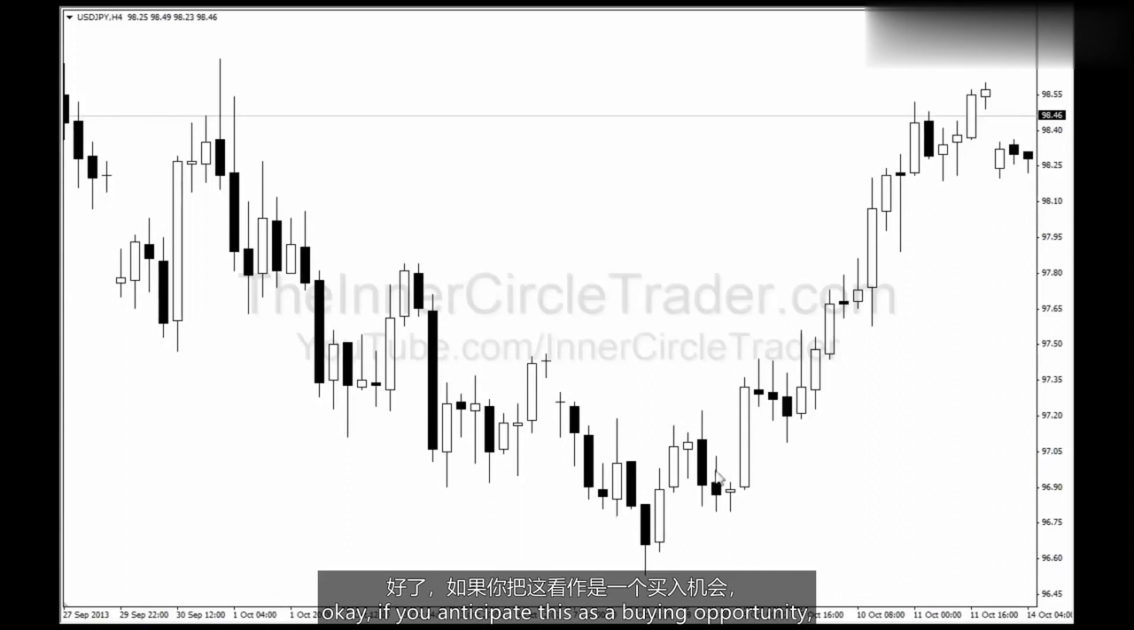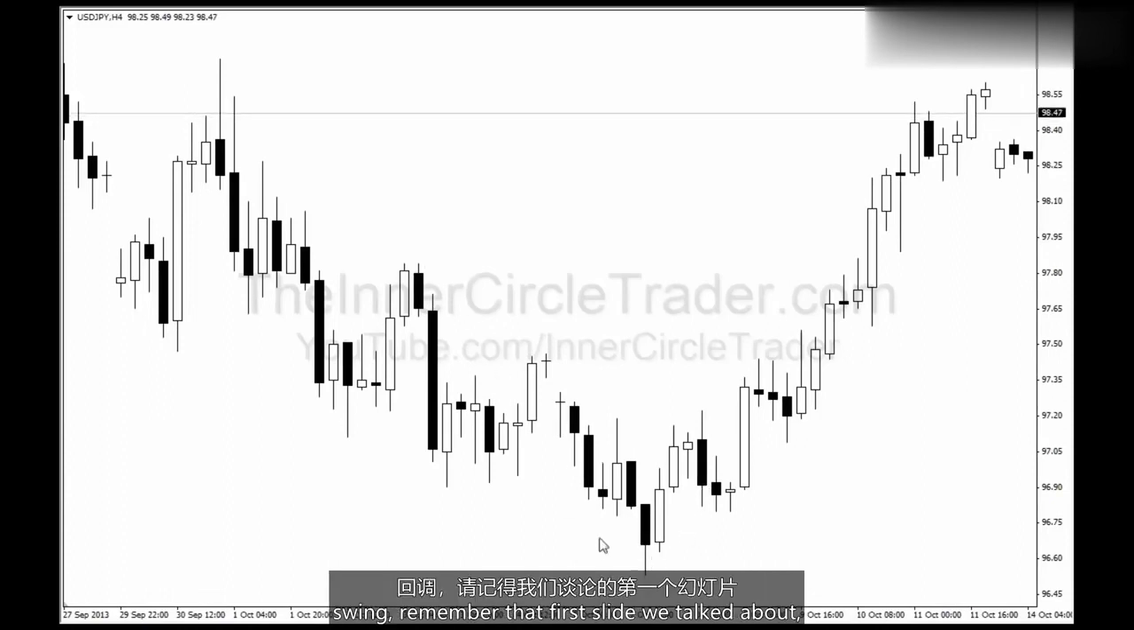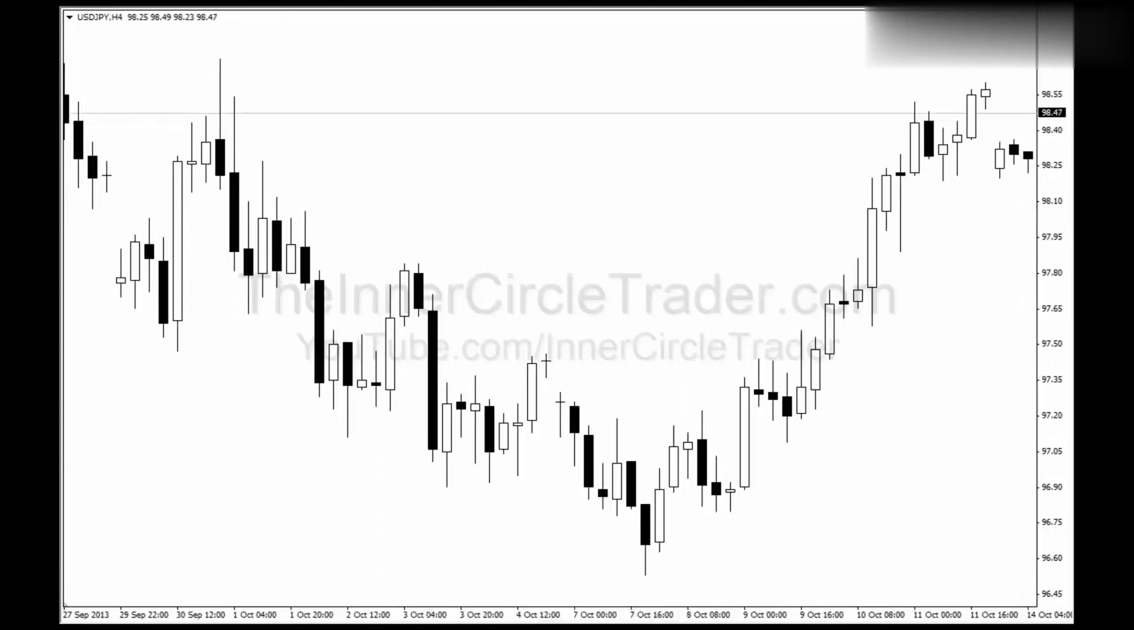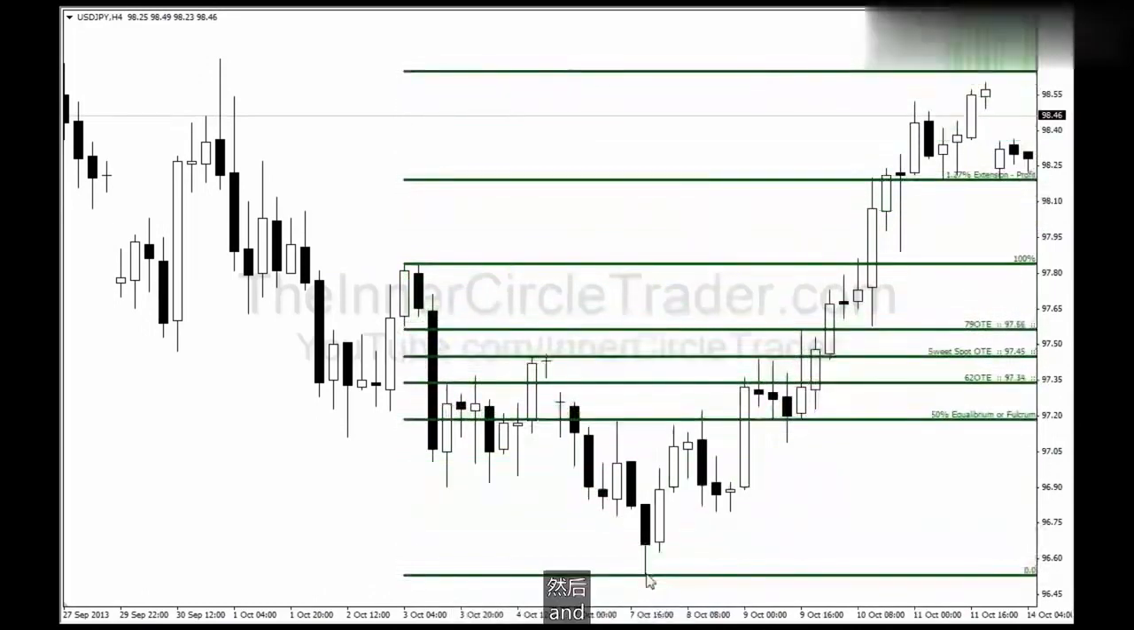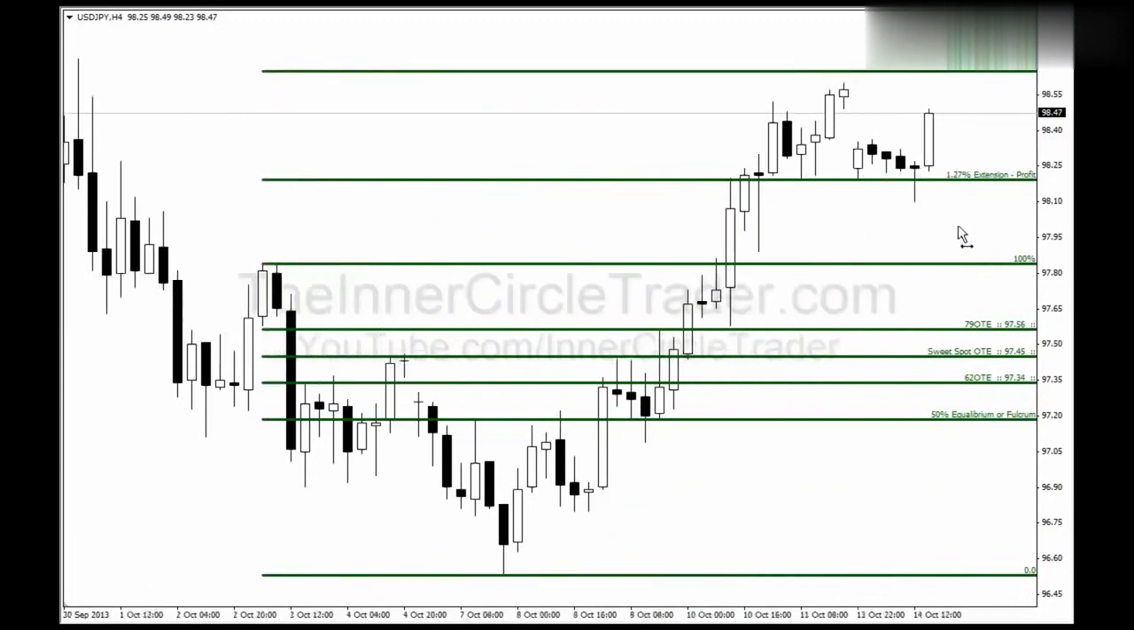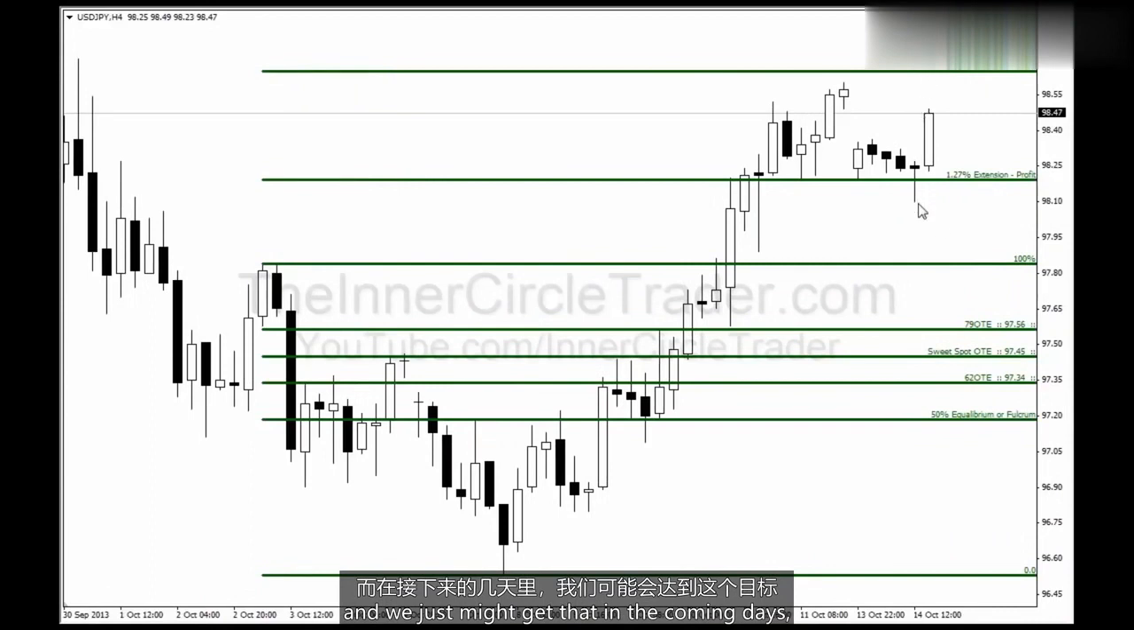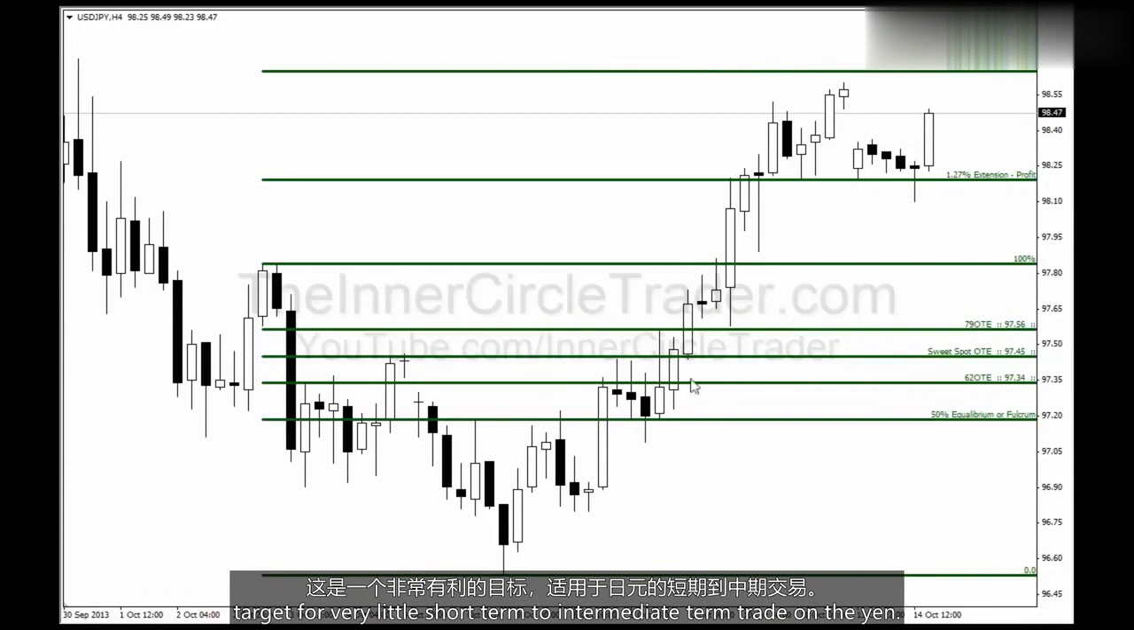If you anticipate this as a buying opportunity, this is your reference point on a price swing. Remember that first slide we talked about finding the upside objectives? Here is your fib. Pull it down to the low, and then here's your 127, and we just fell short of the 162 here, and we just might get that in the coming days, or it could be just coming up to fill this gap. We don't know, but on the upside, this could be a very favorable target for a very short-term to intermediate-term trade on the yen.